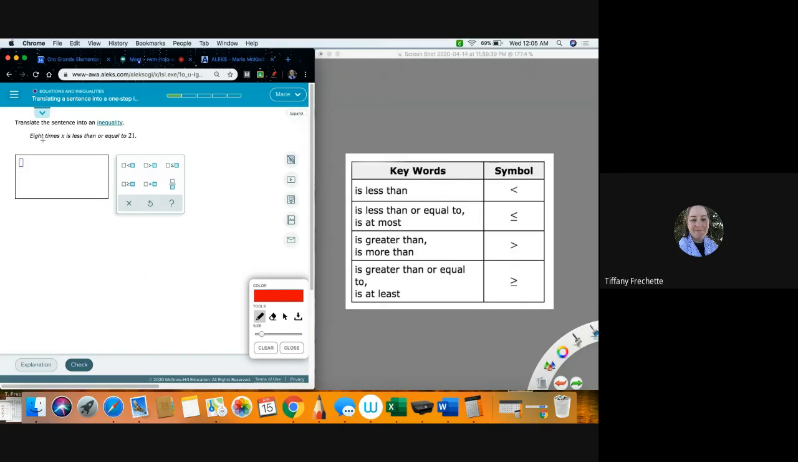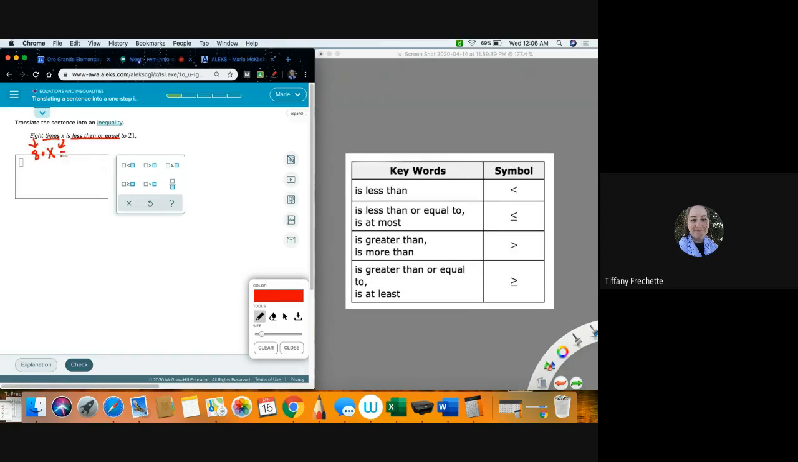So 8 times x is less than or equal to 21. So there's a couple words here. So we know 8 means 8. That's not terribly crazy. Times. So I'm hoping everybody knows times means multiply. So 8 times x. So I just brought 8 down. Times means this little dot. But we really don't need the dot in between them. I can just put 8x together.